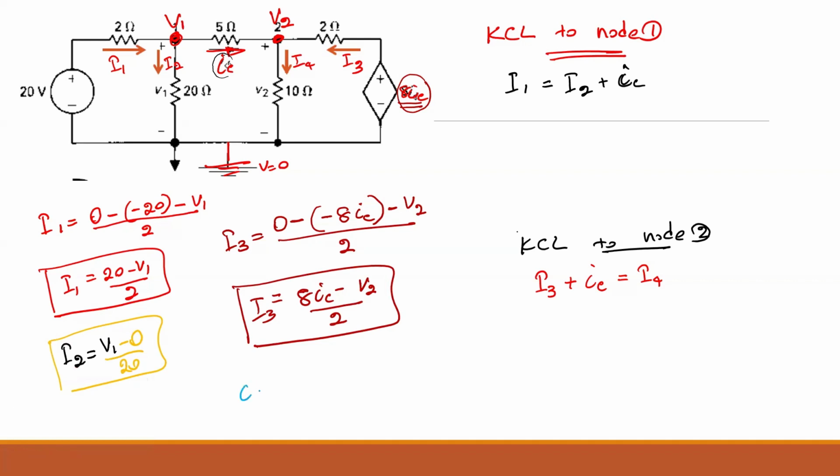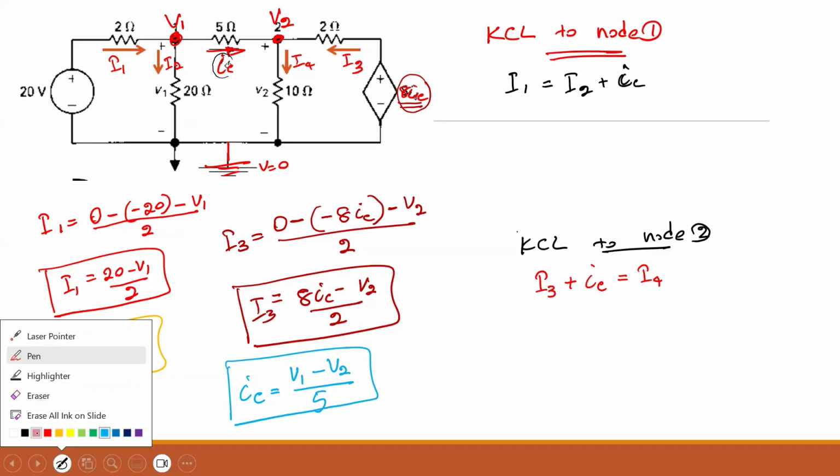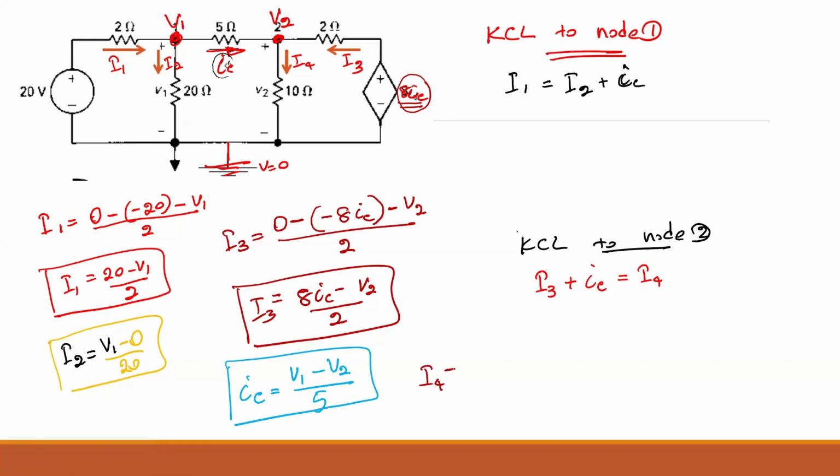How do we write IC now? IC starting from where? V1, and finishing at V2. V2, and we divide by 5. One more, I4. I4 is starting at V2, V2 over 10 minus 0 over 10. Okay, now you have all the currents.